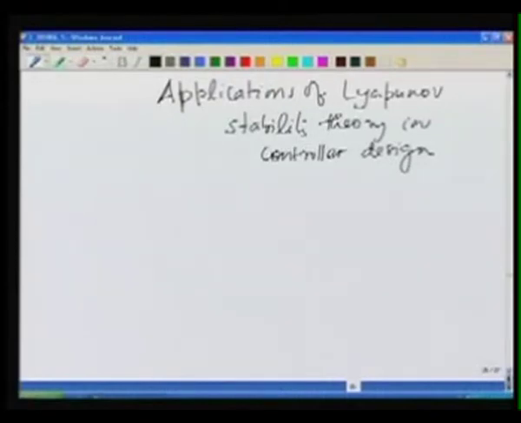Now, we just gave certain ideas about how to determine stability using Lyapunov stability theory, both indirect and direct method. Now, we will go a little further in terms of application to control system design. So, we will just take some example in this class.